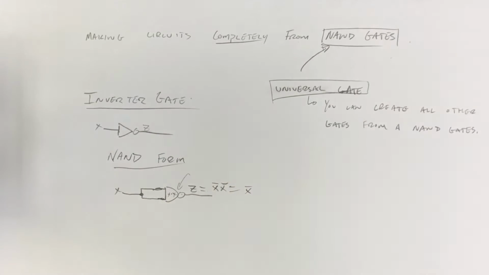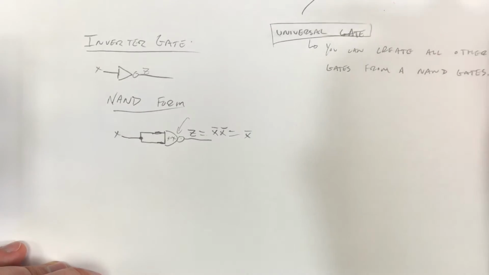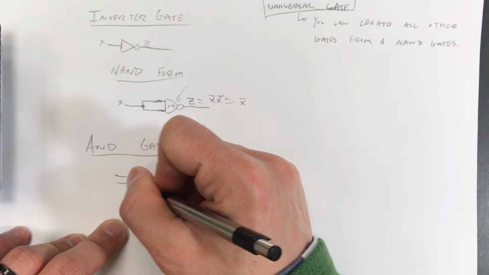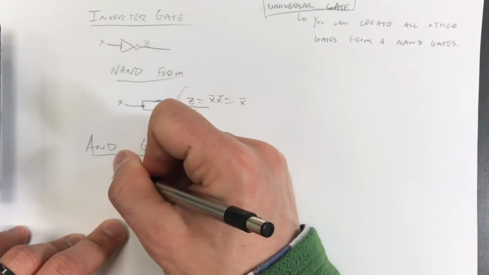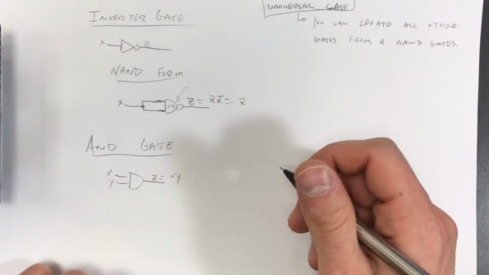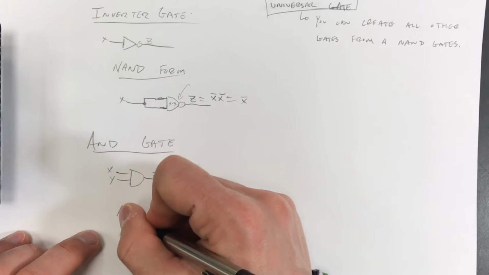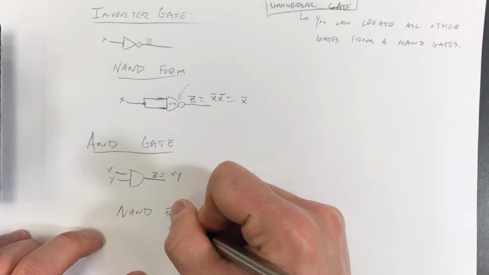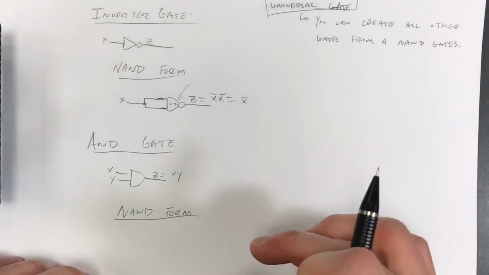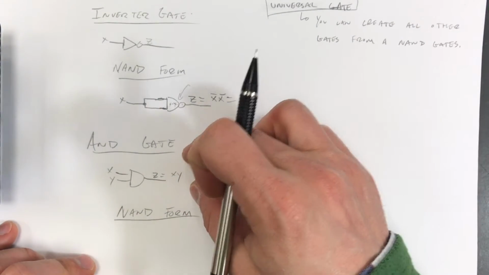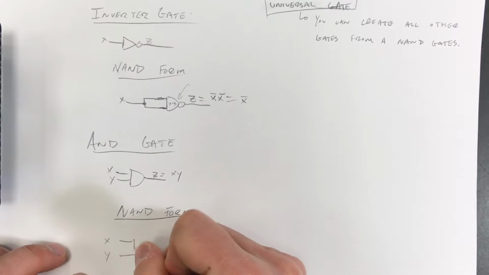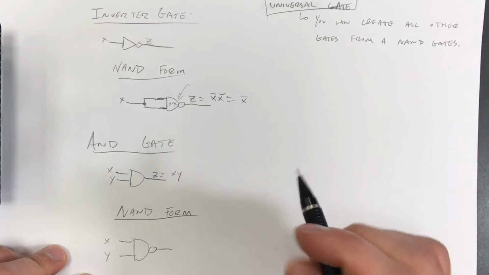All right, so let's take a look at how it acts as an AND gate. An AND gate, we know, looks like 2 inputs, X and Y, and comes out Z, and we get Z equals X AND Y. Now, if we look at it in the NAND form, we're going to use NAND gates to form an AND gate. We have inputs X and Y going into a NAND gate, so not AND.